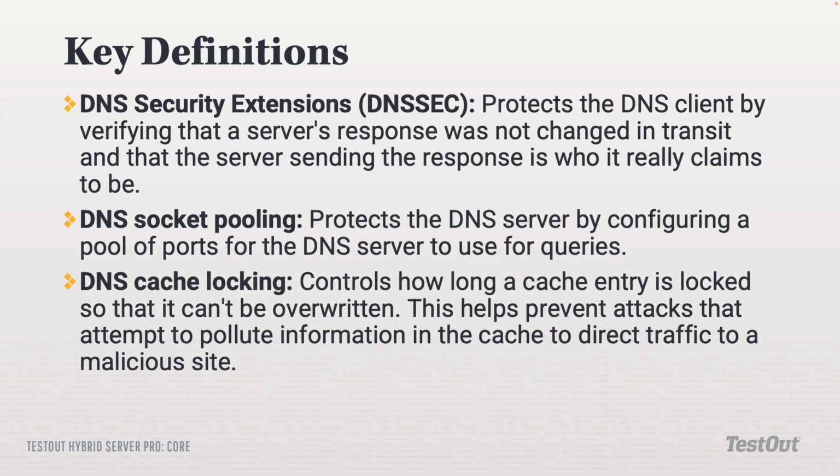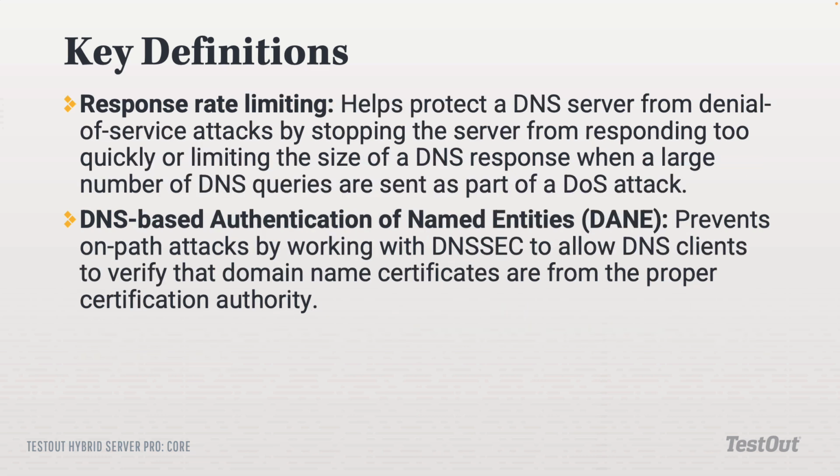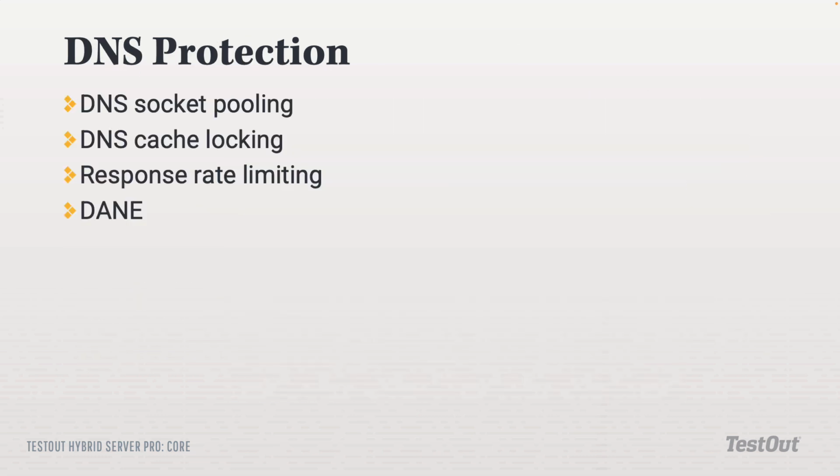Okay. Another thing that is used is DNS socket pooling. So we're basically going to take a bunch of ports and only use those ports to get the DNS information. Okay. Finally, DNS cache locking. That's going to make it so once the information gets put onto that server or that update comes through, then it is locked so it cannot be changed. Okay?